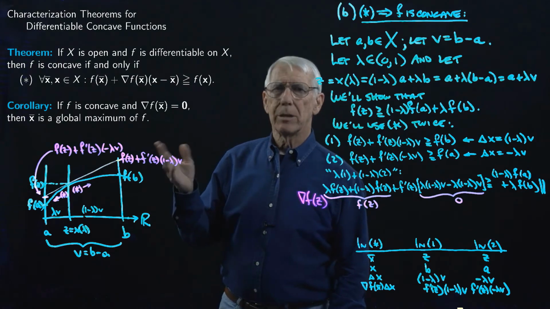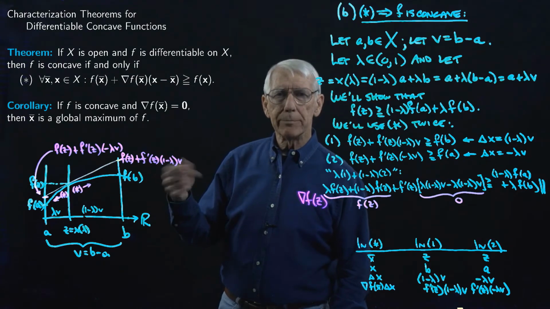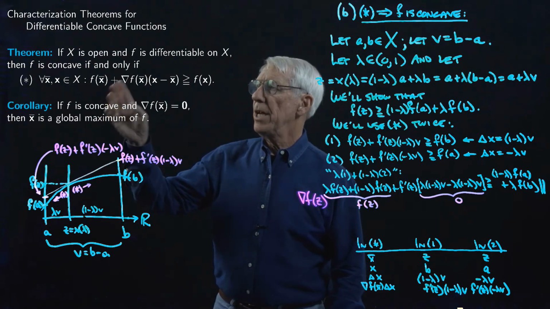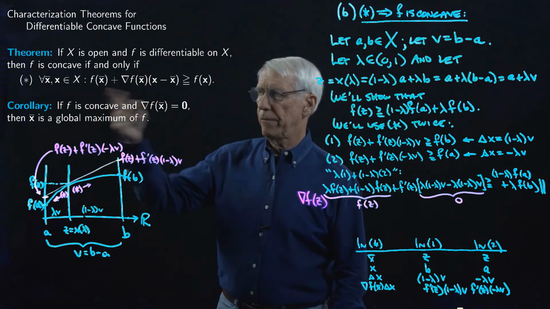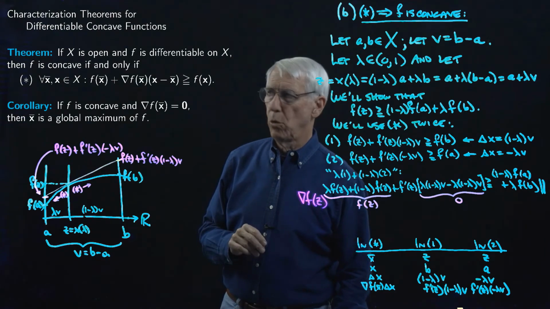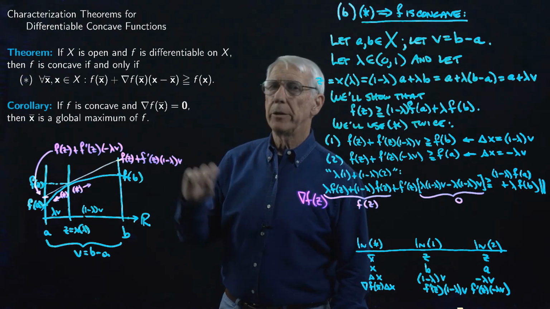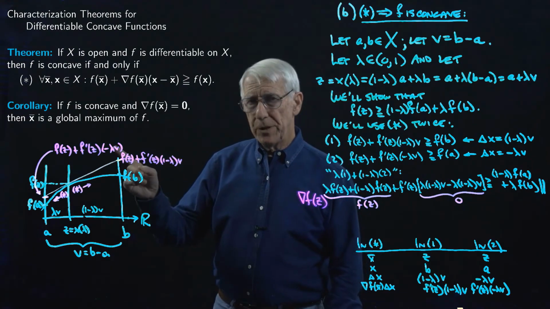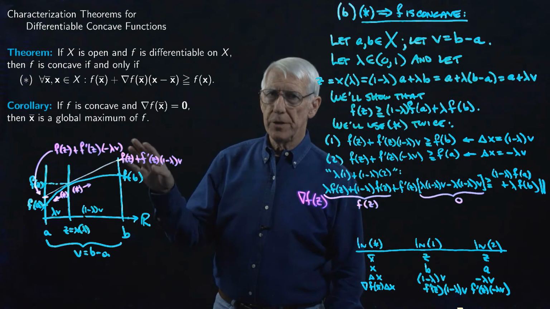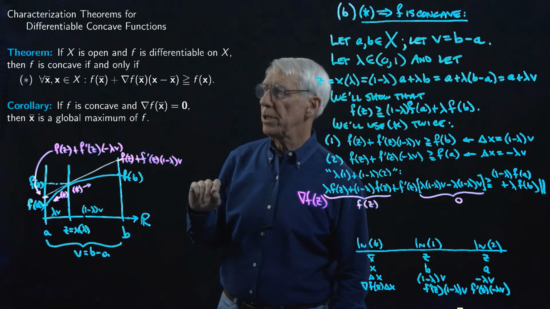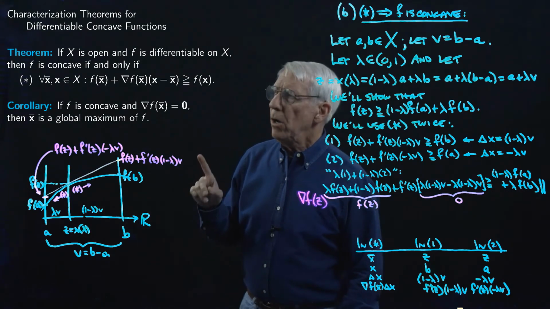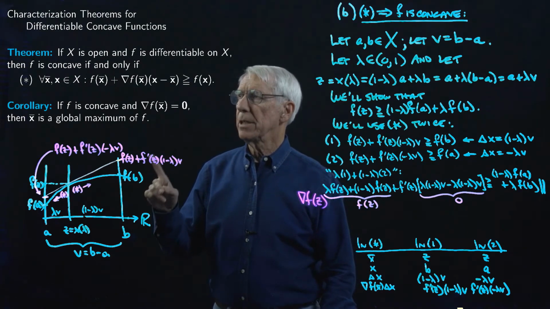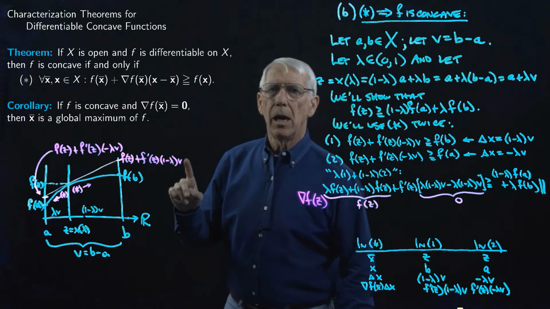You know, what part of the theorem is more important, and so on. So the theorem is a characterization. It says that f is concave if and only if the star condition holds everywhere in the domain. Now, the star condition is both a sufficient condition and a necessary condition for f to be concave, but we don't really use the sufficient condition very much.